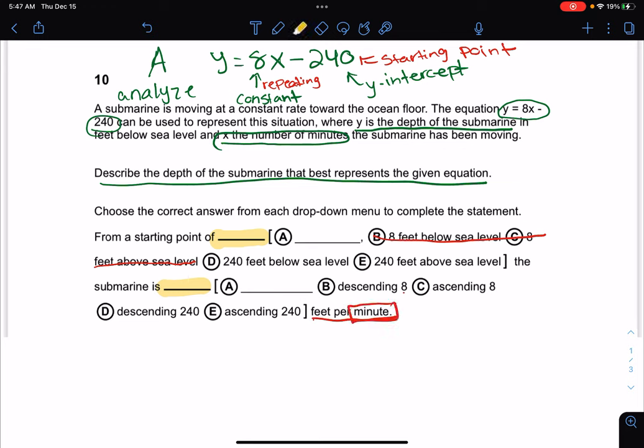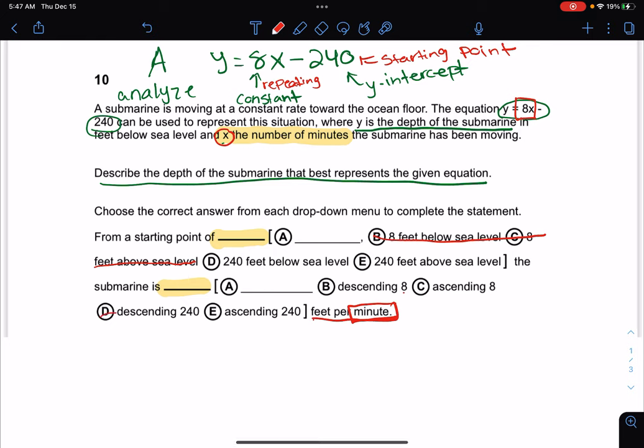That's correct, right here. Let me erase this circle that I wrote. X is the number of minutes. So X represents your minutes. So what is attached to the X? That's right, 8X. So then it has to be either descending 8 or ascending 8.